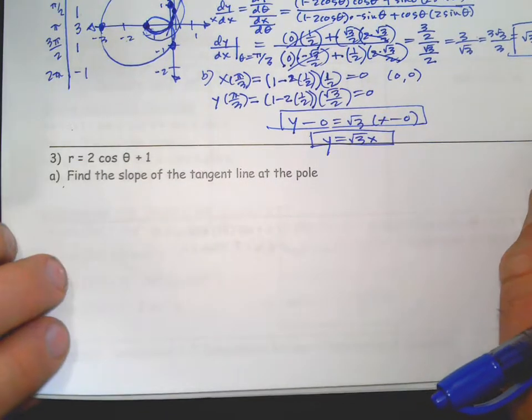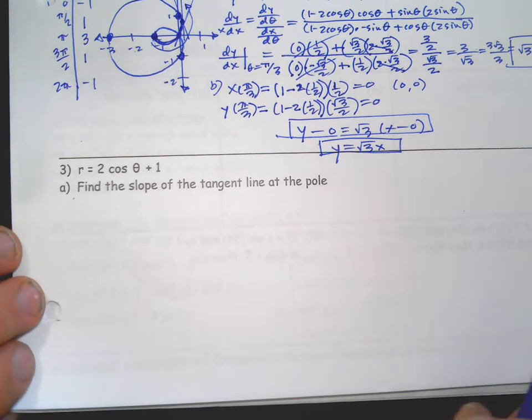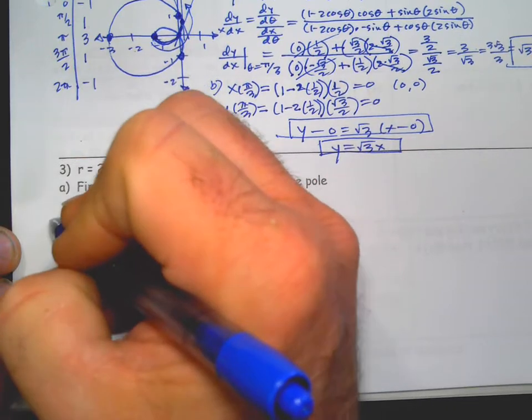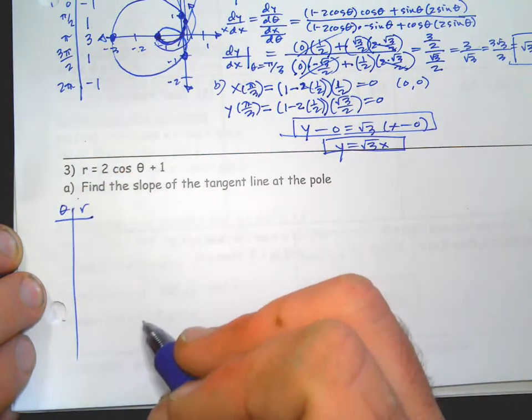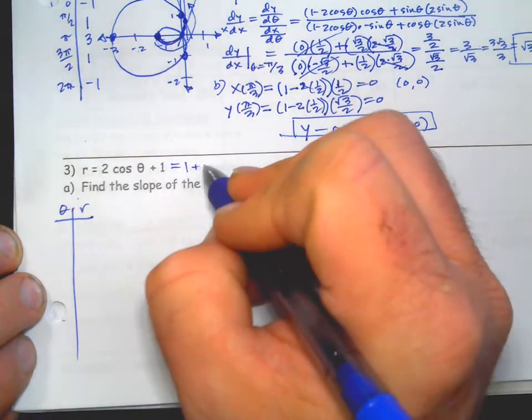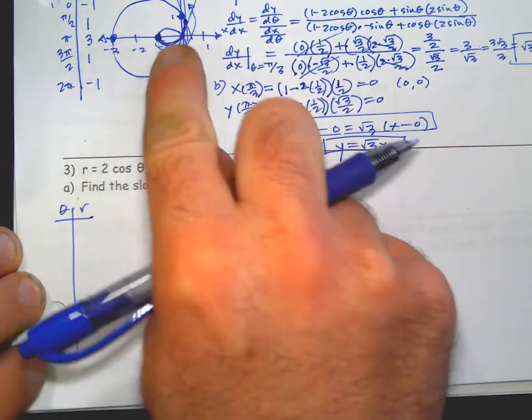Find the slope of the tangent line at the pole. So this time we're specifically looking for the pole. This is some kind of limacon, not a cardioid, not a circle. Let's see, it's going to be different than the last one. Slightly, it's almost the same. I mean, this is 1 plus 2 cosine theta. The last one was 1 minus 2 cosine theta. So it might look like this one, but flipped to the other side.